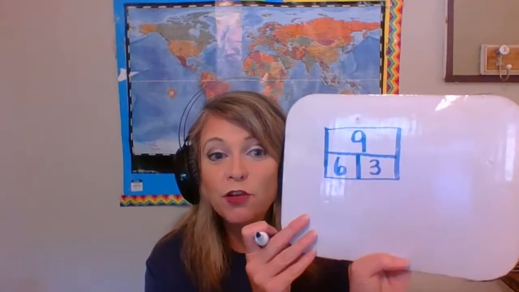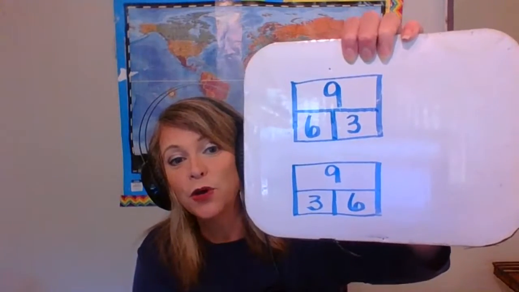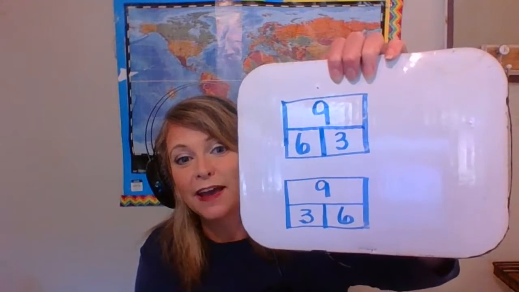Okay, so in this tape diagram, there are several ways you can write these numbers. 6 and 3 equal 9. You can change the numbers and put the 3 in front of the 6. This also would be one way to write the tape diagram. Think of the four ways that are in the fact family. Let's start with the smallest number first. There's 2 additions and 2 subtractions.